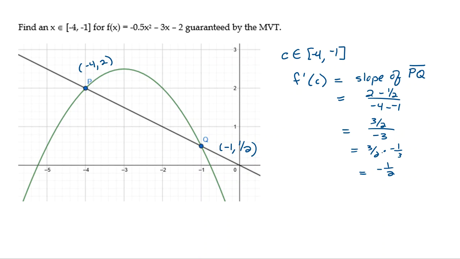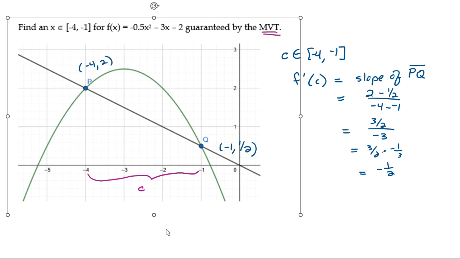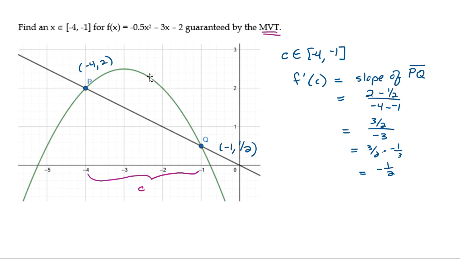So what the mean value theorem says then is that there's some value c in this interval where the slope of the tangent line is also -1/2. And you can almost visualize where that would be. It looks like maybe right in here somewhere. I'm going to guess maybe somewhere a little between -2 and -3. All right, but how do we find it exactly?